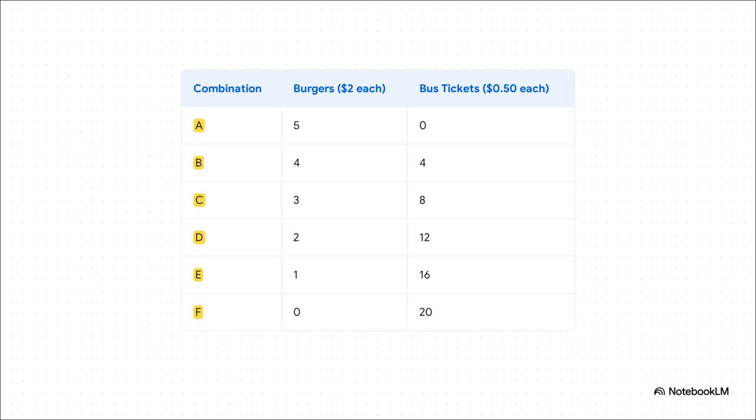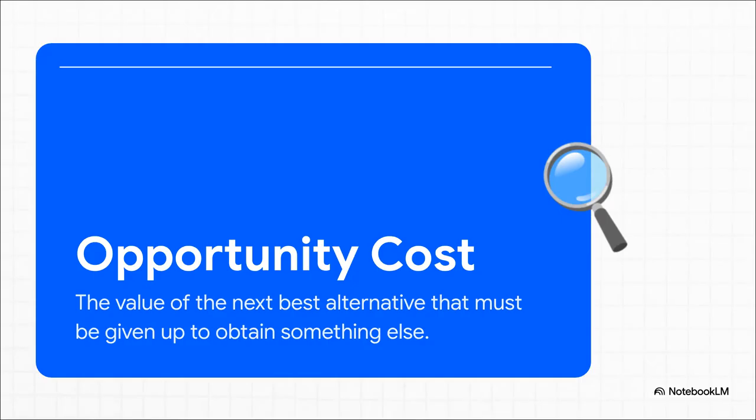It's a classic trade-off. And this brings us to one of the most important ideas in all of economics: opportunity cost. You see, the true cost of something isn't just the price on the tag. For Alfonso, the real cost of buying one more burger isn't just $2. It's the 4 bus tickets he can no longer afford. That's the opportunity he lost. So remember this: every choice you make has an opportunity cost. It's simply the value of the next best thing you had to give up.